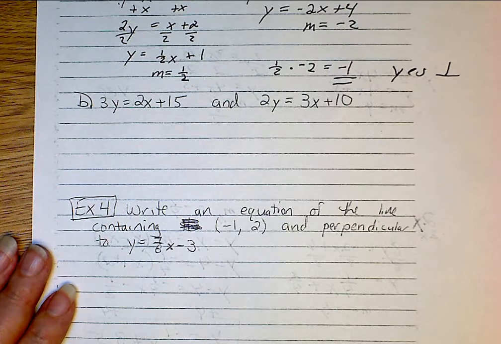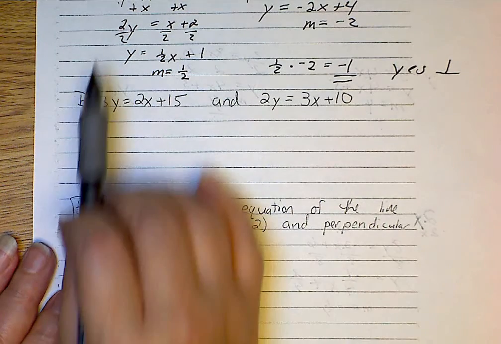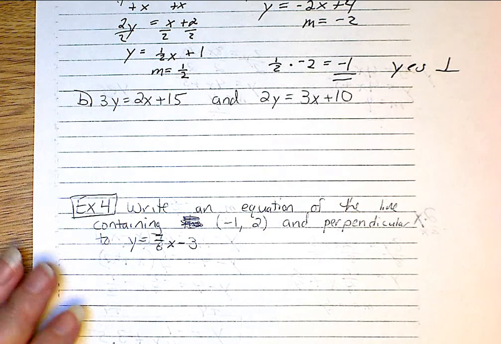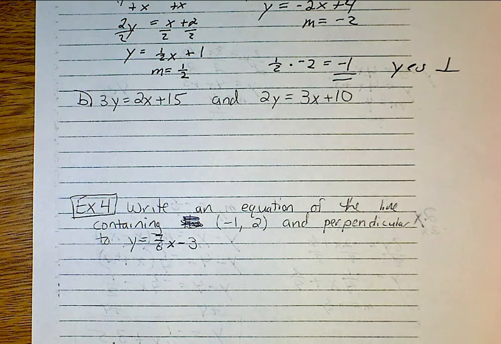All right. I want you to try letter B on example 3 to see if it's perpendicular or not. If you need to, you can glance up here. I will work it through, but I'm not going to talk it. I want you to try to get it into y equals first.